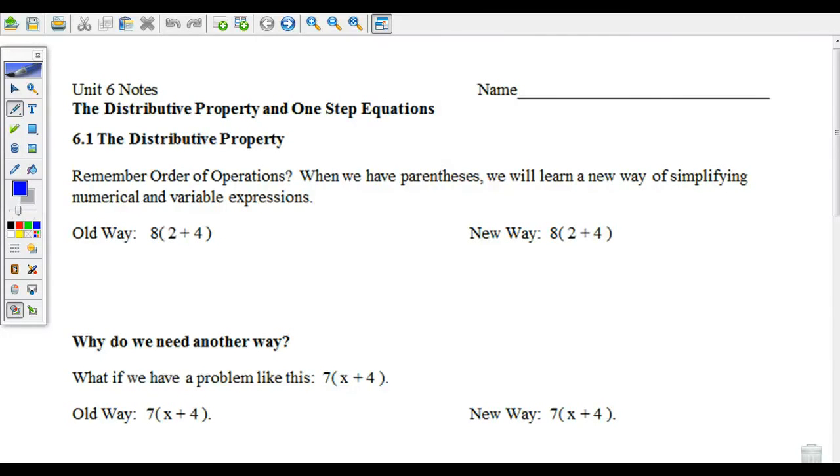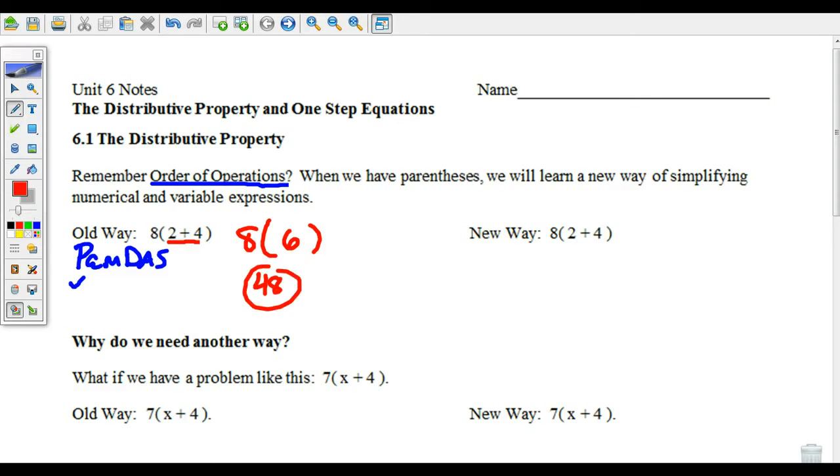So the distributive property comes about because we have this thing called order of operations. And the old way of doing this first question here, 8 times the quantity 2 plus 4, we would do parentheses first. We'd think about PEMDAS. Parentheses would be first. So we would go ahead and add together 2 plus 4. And 2 plus 4 is 6. So then we do 8 times 6 and get 48. So you're probably saying, why do we need another way?